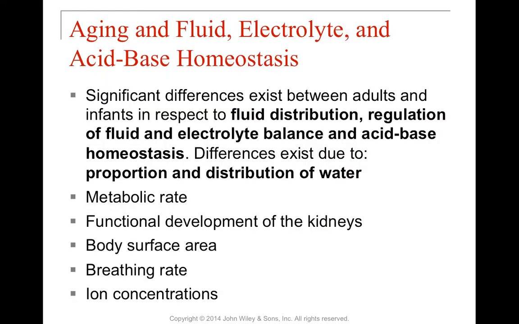All right, so what happens as you age? So there are some differences between adults and infants in a lot of different factors, including the fluid distribution, also basically how much fluid is in their body and how much of that fluid is inside their cells versus their extracellular fluid, and then regulation of fluid and electrolyte balance, also acid-base homeostasis. And again, these differences are mainly going to exist due to the differences in the proportion and the distribution of the water in their body. We also are going to have changes in metabolic rate as we get older, right? Our metabolism is going to slow down. Our kidneys are going to become less functional as we get older.